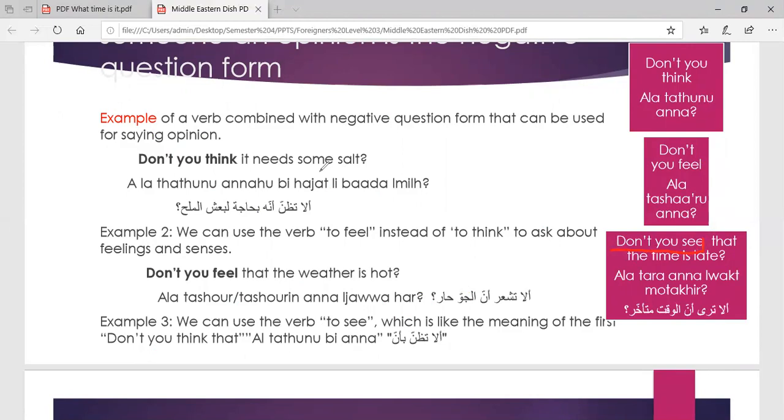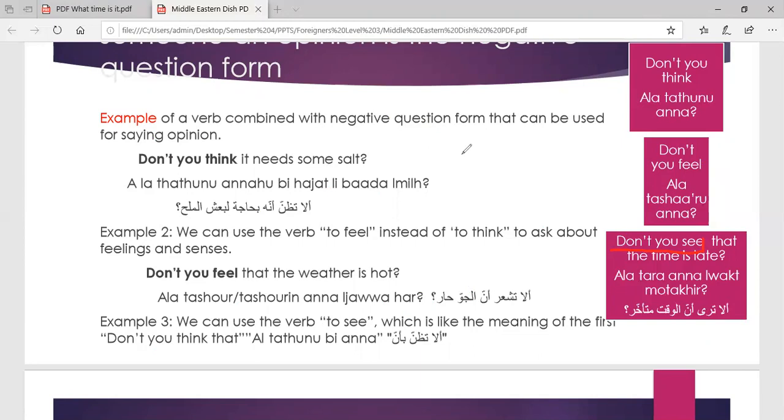Okay, we know that don't you think, but I just want you to know that don't you think we use it for giving opinions. We know that don't. For giving opinion. Don't you feel we use it for giving opinions. What about don't you see? To tell people to look at this, or it's also you're giving your opinion. The same. Yeah. Okay. So similar.